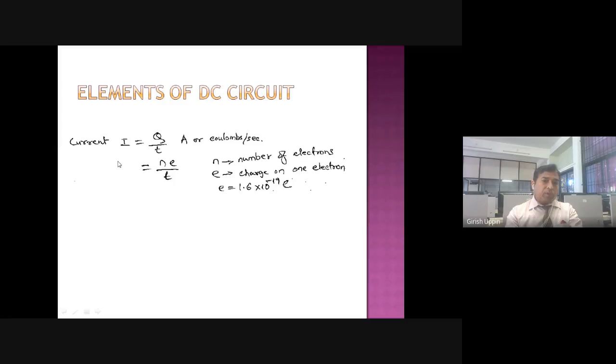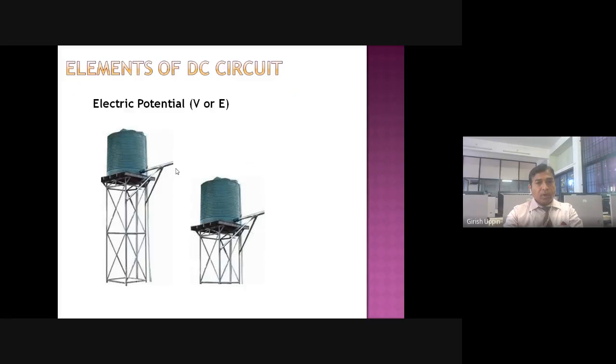So current can be represented as I = Q/T, or, with Q represented as N into E, where N is the number of electrons, I = NE/T. These are the different forms you should remember. In the exam they might give either the total charge, or the number of electrons flowing. If they give the number of electrons flowing, you should remember the value of E, the charge on a single electron, that is 1.6 x 10^-19 coulomb.